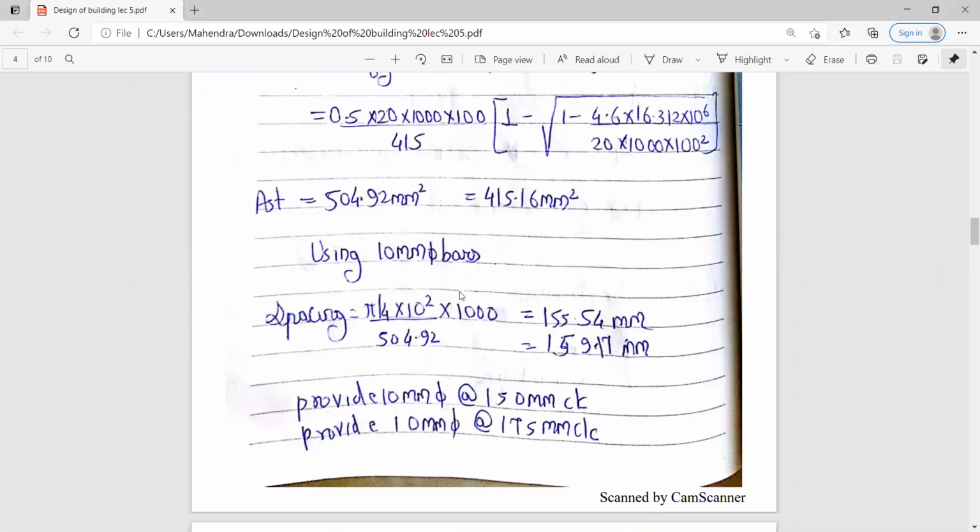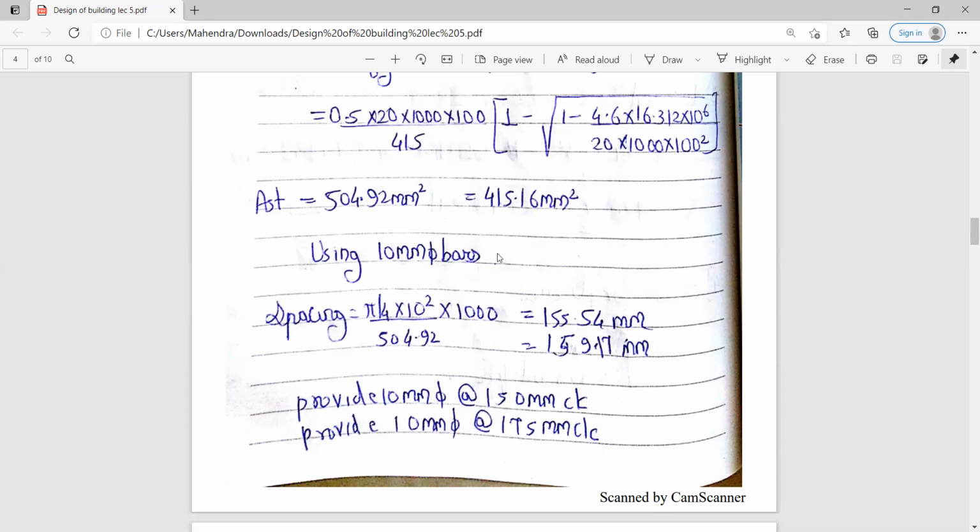So spacing you get 155.54 mm, and for this you get spacing, that is 159.17 mm. So you will provide spacing 10 mm phi at the rate of 150 mm center to center, and also you will provide the 10 mm phi at the rate of 175 mm center to center. So you have to provide both the spacing.